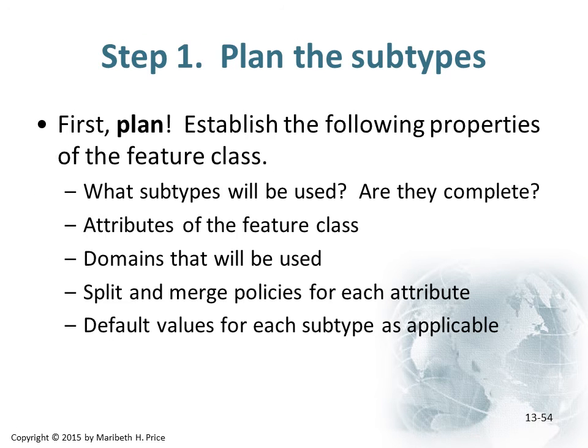So how do you do this? The first step is you've got to plan for the subtypes. Establish the following properties for each of the feature classes. What subtypes will be used? Are they complete? What are the attributes of the feature class? Domains that will be used. Split and merge policies for each attribute. Default values for each subtype as applicable.